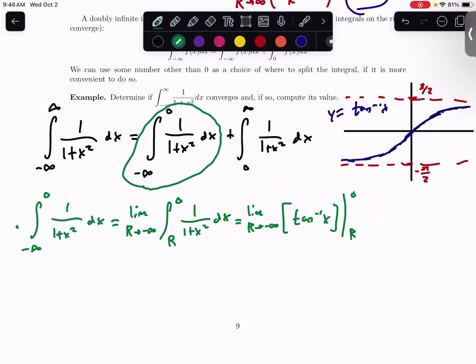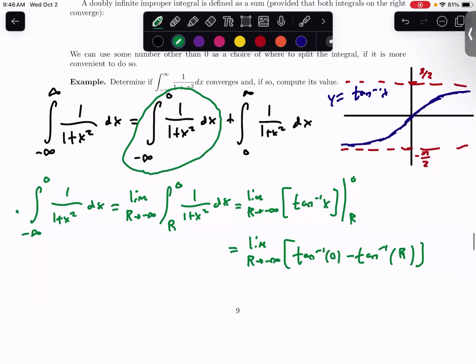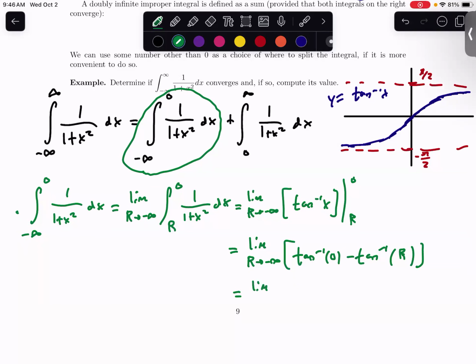All right, so this limit is really equal to the limit as r goes to minus infinity of inverse tangent of 0 minus inverse tangent of r. Inverse tangent of 0 is just equal to 0. You should think, what do you have to input in the tangent to get 0? And the answer is just 0. So this is going to be the limit as r goes to minus infinity of 0 minus inverse tangent of r.